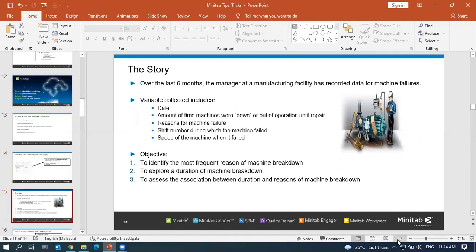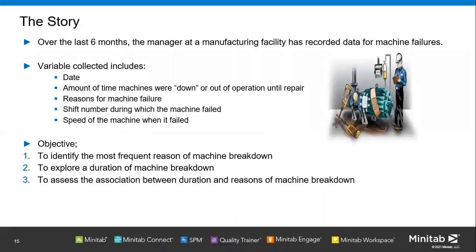Over the last 6 months, the manager at a manufacturing facility has recorded data for machine failures. The variables are the date itself, the amount of time the machine broke down, and the reason why the machine failed. We also have the shift number during which the machine failed, and the speed of the machine when it failed.